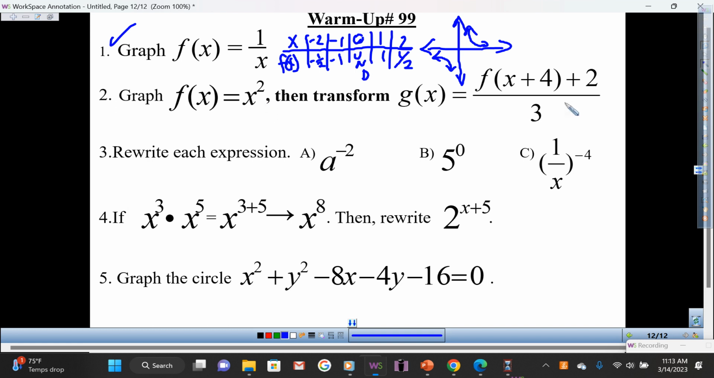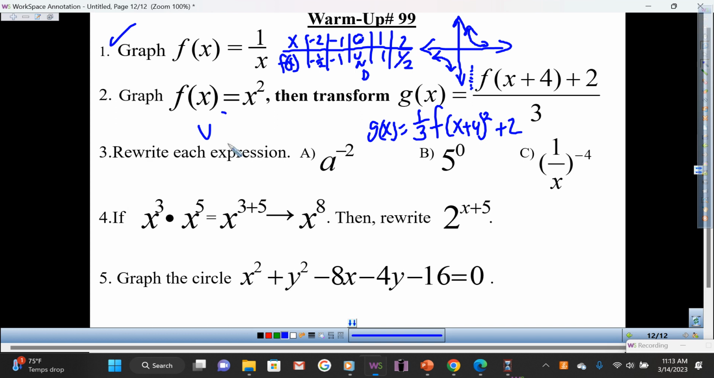This needs to be transformed according to this, but this 3 is in the way. I remember when we got to these, I said put a 1 here, and we can use the 1 and the 3 as a fraction, move it to the front. So our new transformation would be g of x equals 1/3 f of x plus 4 squared plus 2. Does that ring a bell? Yeah, some of you? All right.